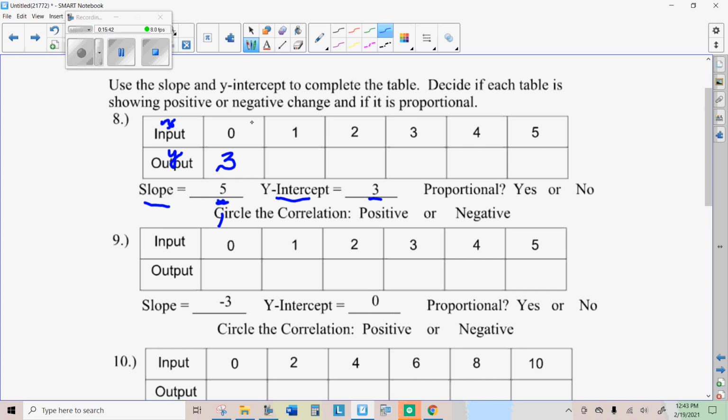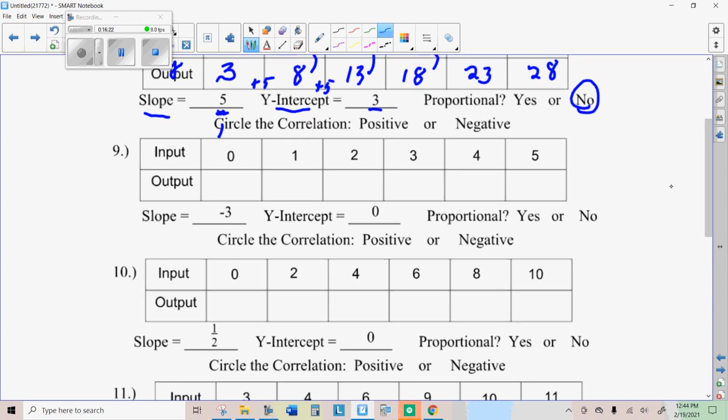So that means when your input goes up by 1, which these do, your output has to go up by 5. So we're going to add 5 every time here. So 8 plus 5 is 13, plus 5 is 18, and so on. And is this proportional? No, because it doesn't start at 0, 0. And when you divide these numbers out, they don't equal each other when you divide the output by the input. All right.